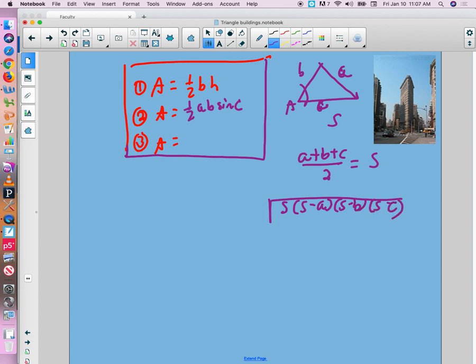But girls, if it goes on your memo page, what should happen? You should now, this whole page, whatever math you're going to take from now on, you need to know this page, okay? So carry it with you. Square root of S times S minus A times S minus B times S minus C. So Chloe, that's awesome that you remembered that.